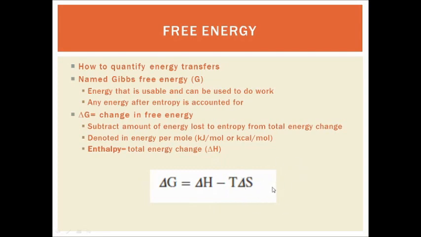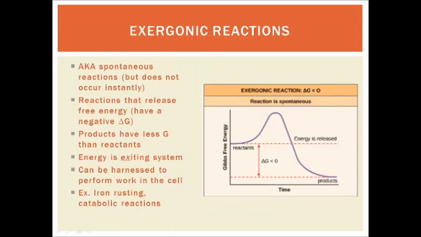There are a bunch of examples in your book also that you can do some practice problems with. It gets to be pretty complicated. So when you're doing these delta G equations, you'll come out with one of two outcomes. You'll either have an exergonic reaction or an endergonic reaction. And you'll be able to tell that by if the delta G is positive or if it's negative. If it's negative, then it's an exergonic reaction.